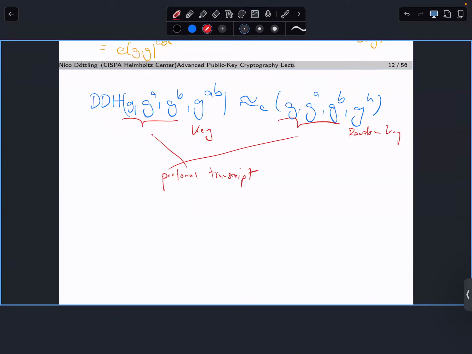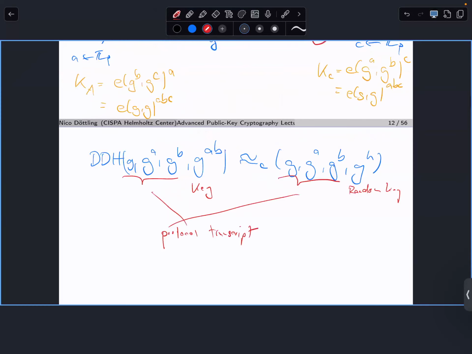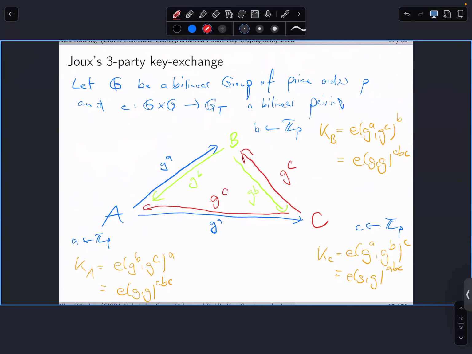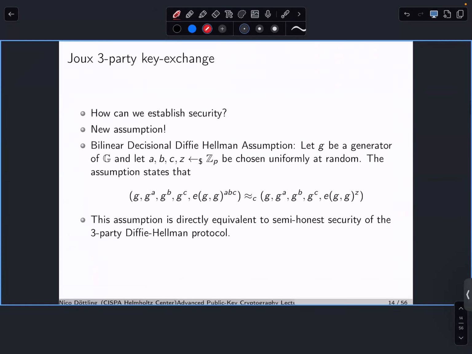Okay, so what do you think? How are we going to argue security of this protocol? We just assume it's secure, right? Really, what we're doing now is phrasing security of this protocol as an assumption. So how can we establish security? Well, we will make a new assumption. And we call this the bilinear decisional Diffie-Hellman assumption, or for short, BDH.